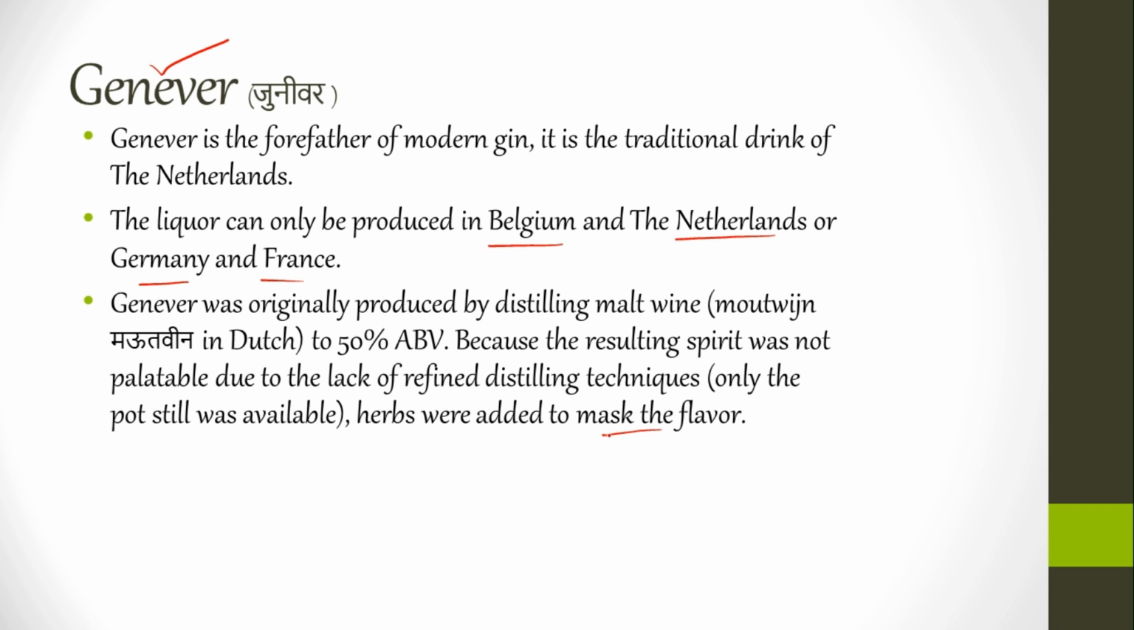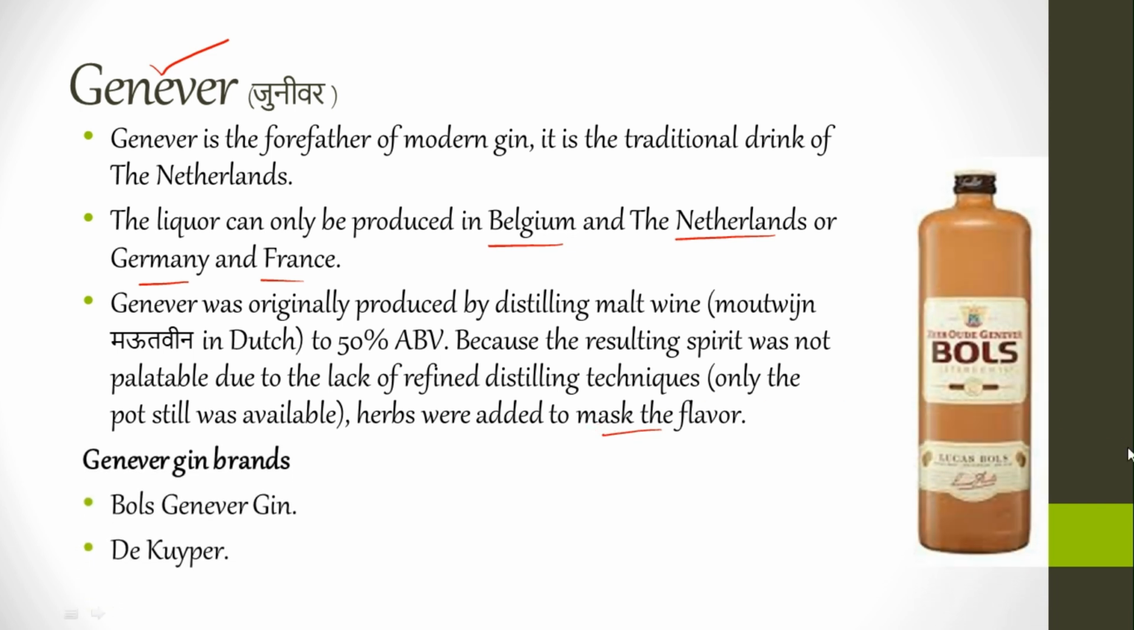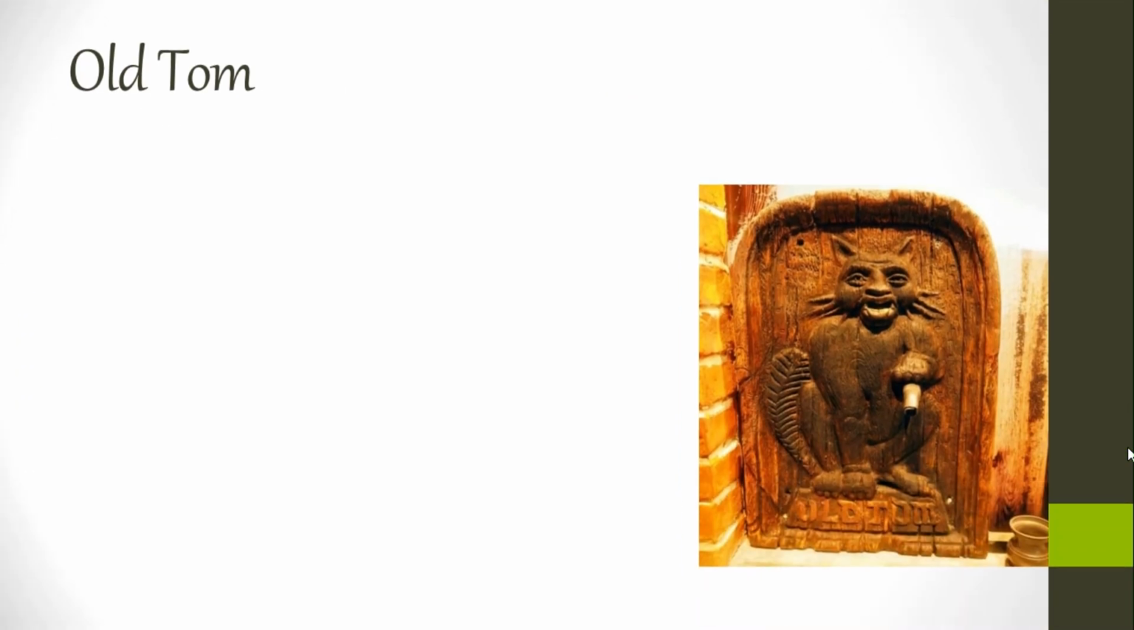At that time there was no good distillation technique available, and spirits were very harsh, so they were not able to drink that spirit. So they added different types of botanicals into it to mask the flavor, so they would get a fairly better taste. They added some botanicals, and later on it became a style of gin. Some brands, Bols, Genever, and De Kuyper, are the famous brands of this type of gin.